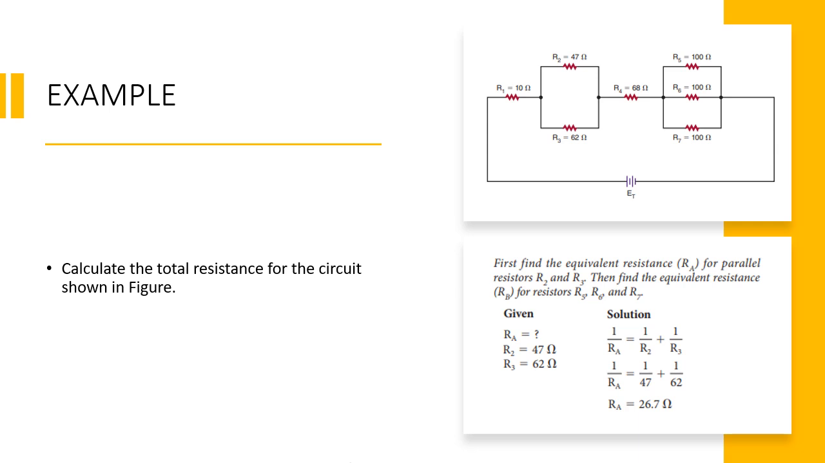The first parallel can be solved as following: 1 over RA is equal to 1 over R2 plus 1 over R3. Substitute the R2 and R3 values into the equation. We get 1 over RA is equal to 1 over 47 plus 1 over 62. Solve this. Then, RA is equal to 26.7 ohms.